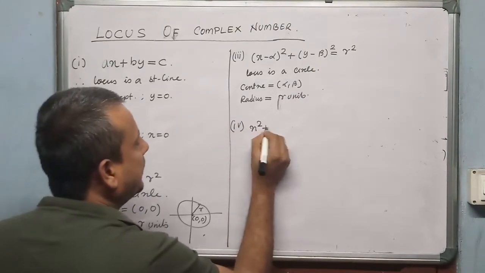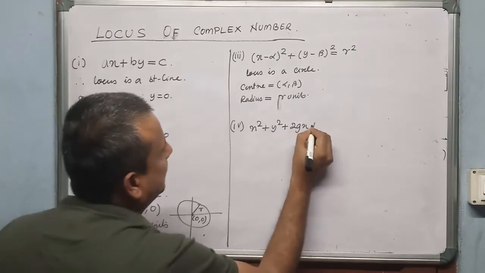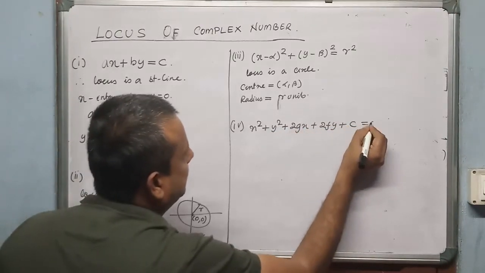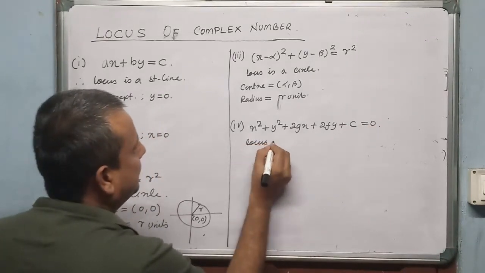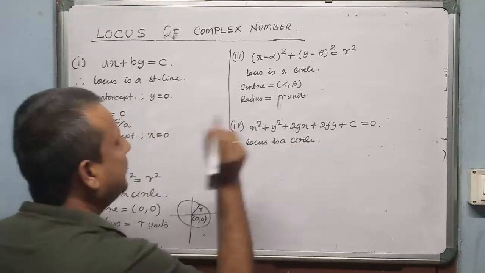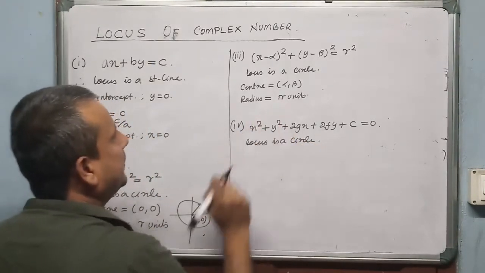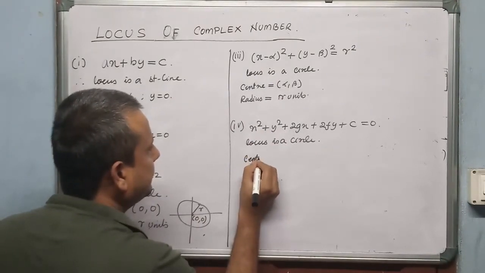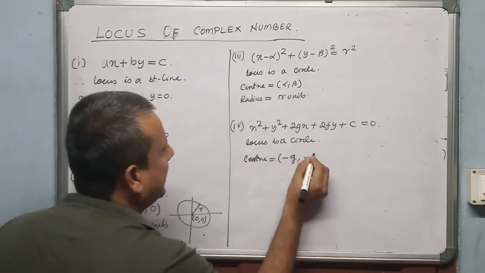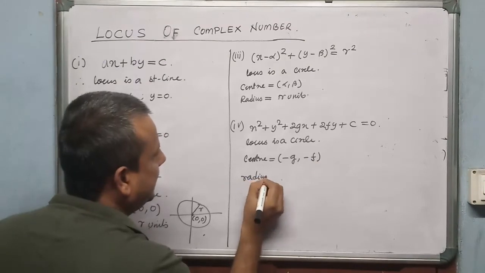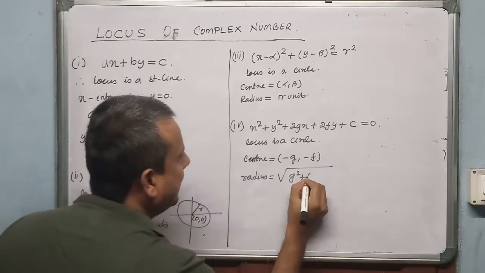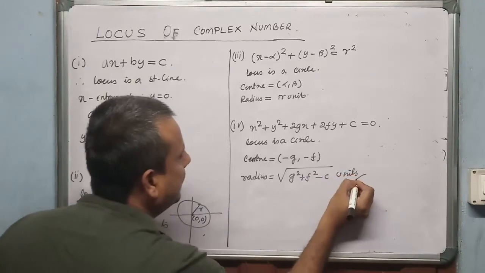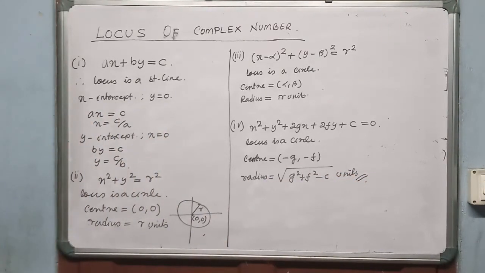One more circle is there. Suppose your answer is like this: x square plus y square plus 2gx plus 2fy plus c equals to 0. Locus is a circle again. Three different types of circles that you get. These two are actually similar. Locus is a circle, center is (minus g, minus f), and radius equals to under root of g square plus f square minus c units. But these concepts are there in coordinate geometry. When I start the coordinate geometry, everything we'll discuss in that chapter also. This is the concept of locus.